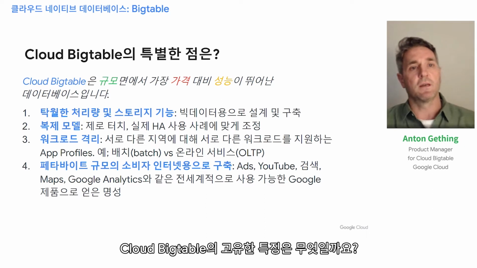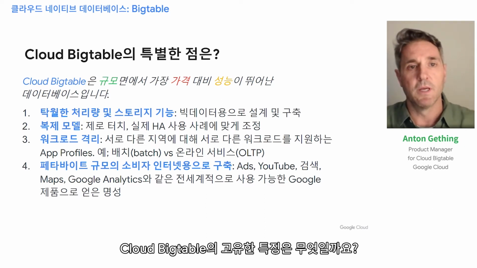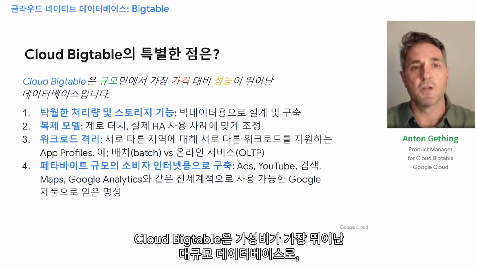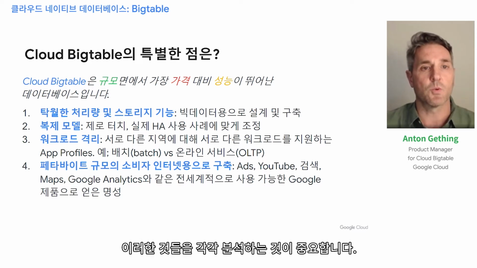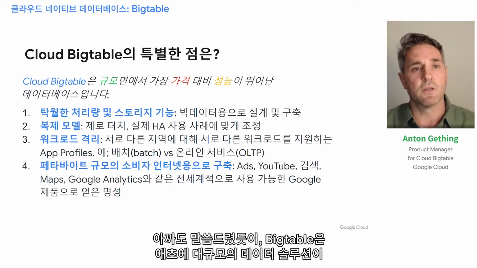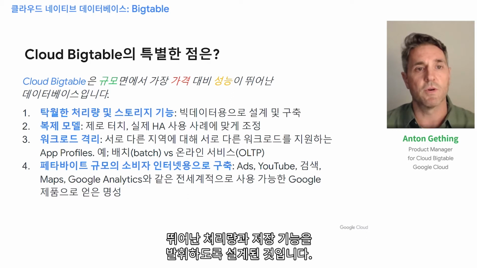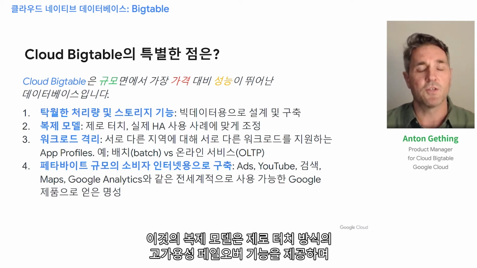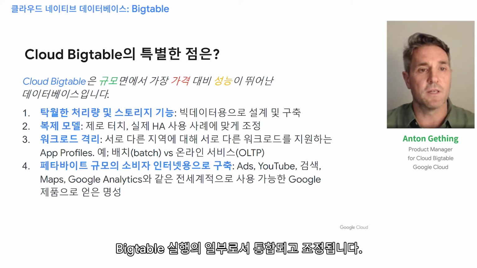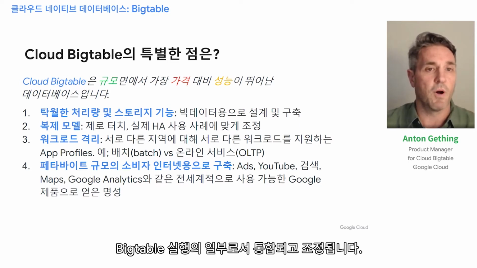So what is unique about Cloud Bigtable? Cloud Bigtable is the most price-performant database at scale, and it's important to unpack each one of those. As I mentioned, Bigtable from the start was designed for exceptional throughput and storage capability for large data solutions. Its replication model provides zero-touch, high-availability failover, and this is integrated and tuned as part of the Bigtable implementation.